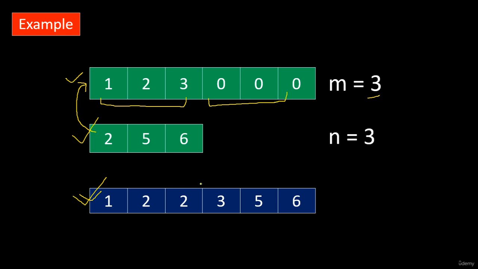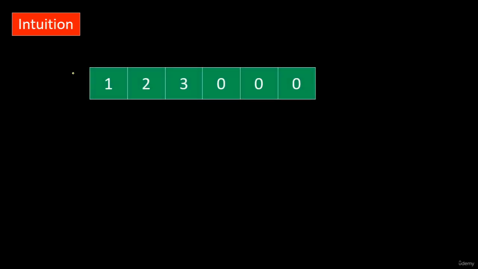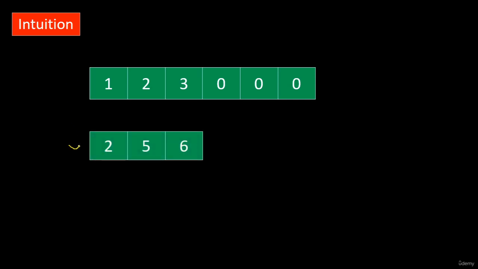Now how can we solve this problem? Let me show you. For the sake of understanding, let's assume we're given this array. This is nums1 array, and this array, this is nums2 array. In this nums1 array we have initialized 3 elements 1, 2 and 3 from index 0 to index m-1, and in this array we have 3 elements, so n equals 3. We have to merge this array into this array, and this array must be in sorted order. Now how can we solve this problem?